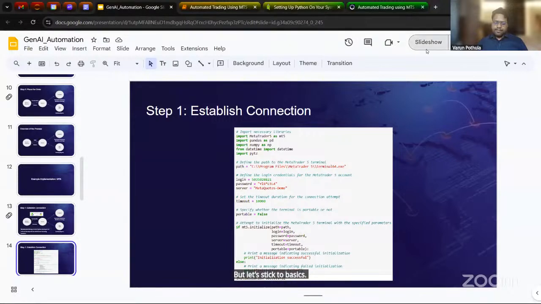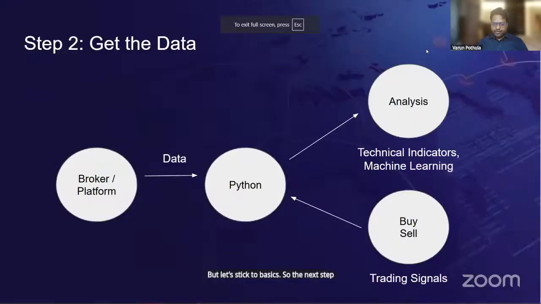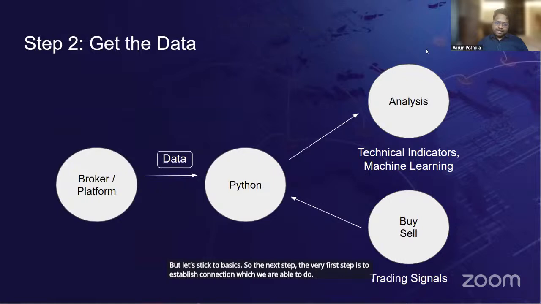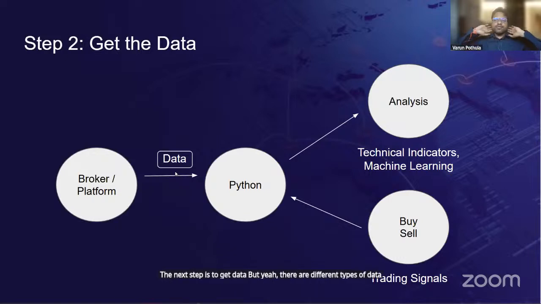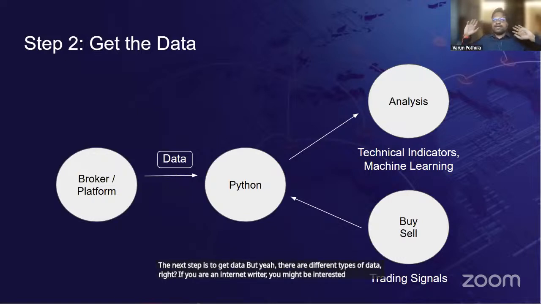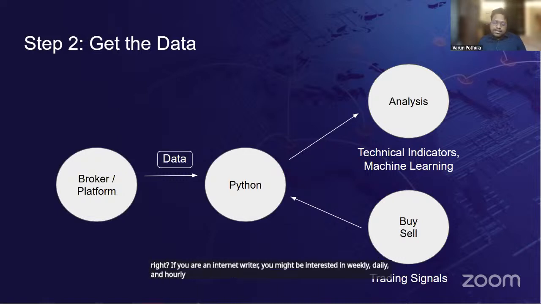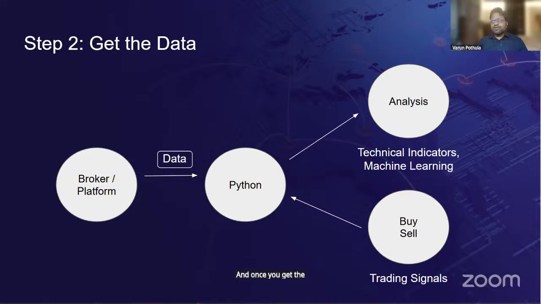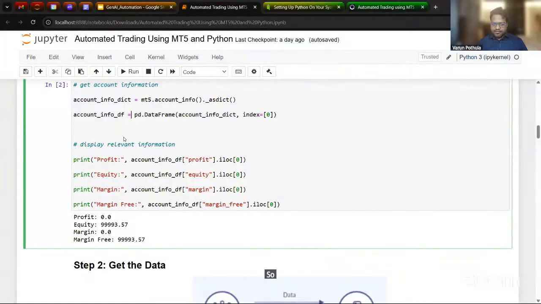So the very first step is to establish connection, which we are able to do. The next step is to get data. But there are different types of data, right? If you are an intraday trader, you might be interested in weekly, daily, and hourly for your analysis. And once you get the data, some people would like minute data. There are people who would like tick data also. So let's see how to get these kinds of data.